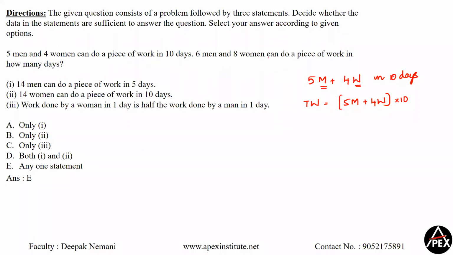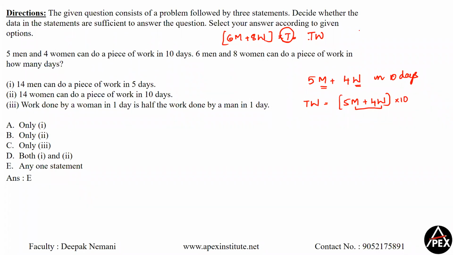Now we have to determine in how many days 6 men plus 8 women can do a piece of work. Into T is equal to the total work. We need to determine the value of T. Now what is required to determine the value of T? The relation between M and W. If we have the relation between M and W, we can determine this answer, isn't it?